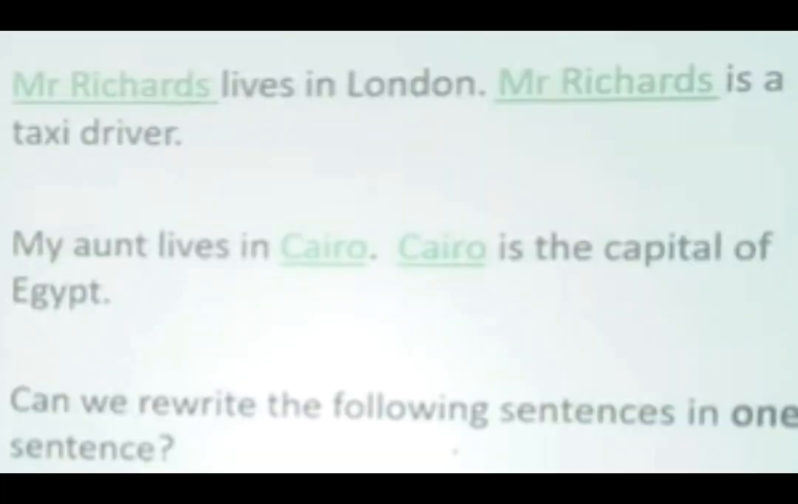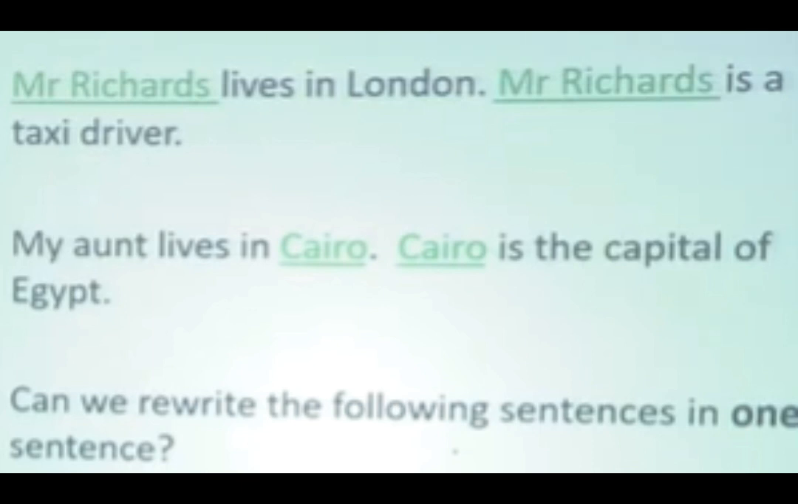Look at these two examples. Mr. Richards lives in London. Mr. Richards is a taxi driver. You can see here that Mr. Richards is repeated twice, and I would like to get rid of this repetition, so I can use one relative pronoun so that I can combine the two clauses. My aunt lives in Cairo. Cairo is the capital of Egypt. Can we rewrite the sentences above in one sentence?